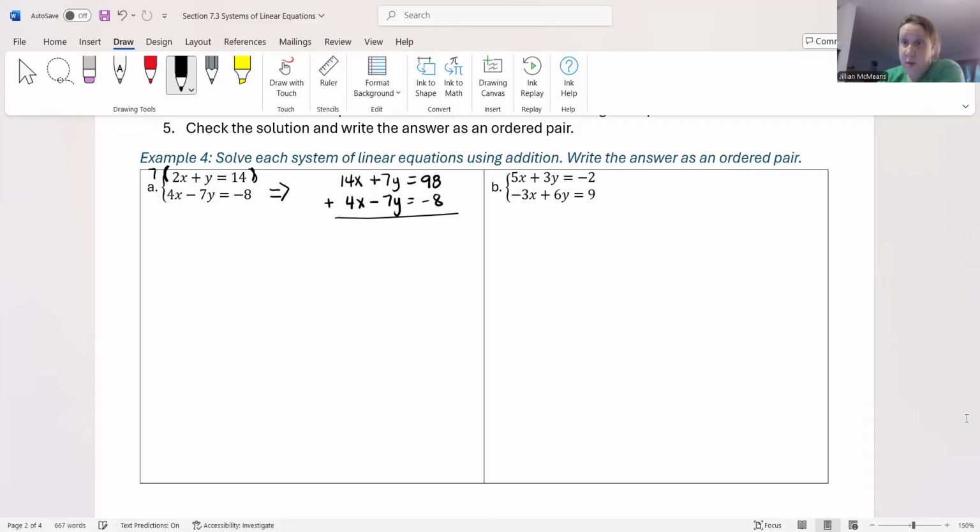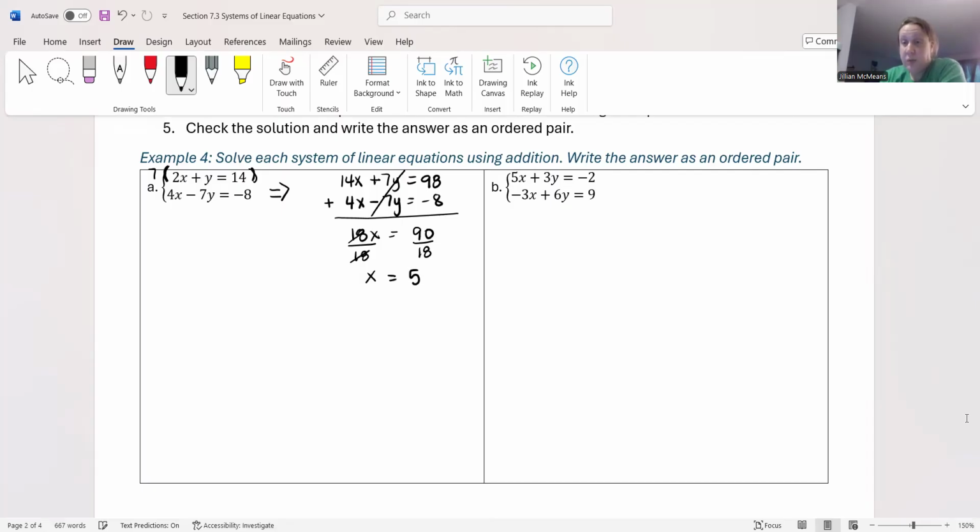When we add these two equations, 14x plus 4x is 18x. Negative 7y plus 7y, or 7y minus 7y, however you want to look at it, is going to cancel. That just becomes 0. And then 98 minus 8 is 90. So then we could divide both sides of the equation by 18. 18 divided by itself is just x. And then 90 divided by 18 is 5.